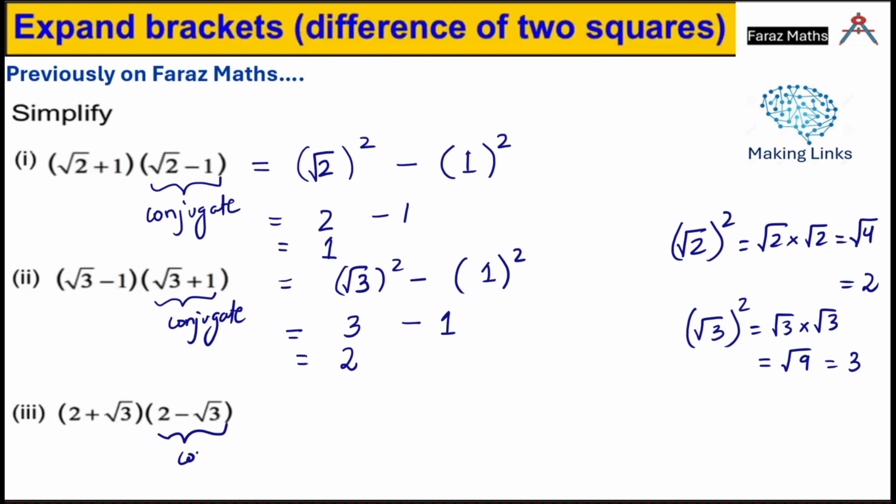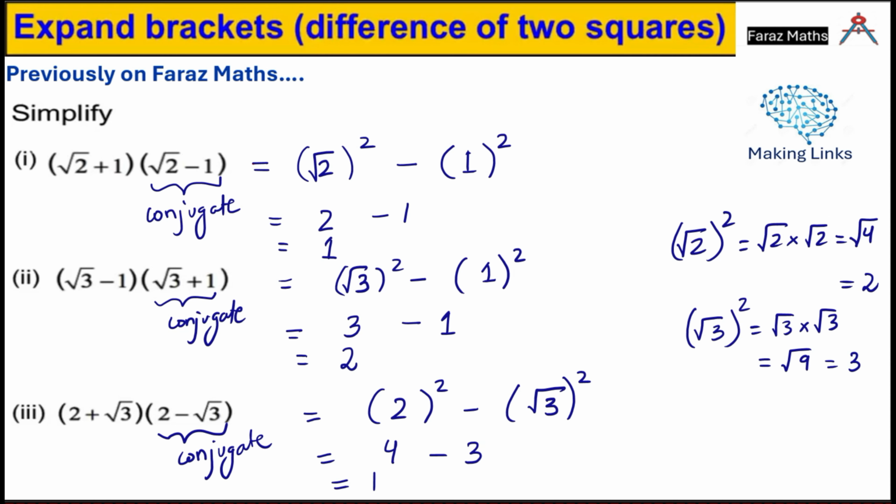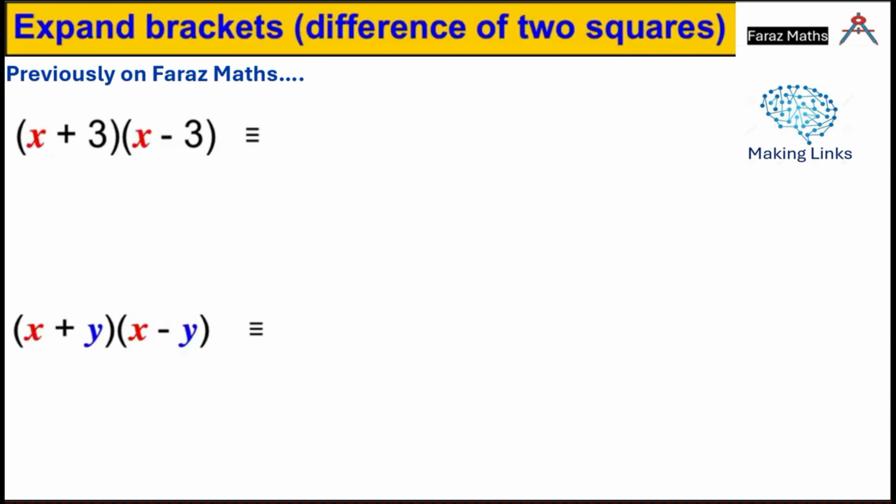Again, this one is a conjugate of the first bracket. Conjugate means there's a negative sign and there's a positive sign. The terms are the same. You can do 2 squared minus the second term, square root of 3 squared. 2 squared is 4, minus square root of 3 squared is 3. 4 minus 3 is equal to 1. So now you can do it in this way: x plus 3, x minus 3. It is the first term squared minus the second term squared, because that's a conjugate.